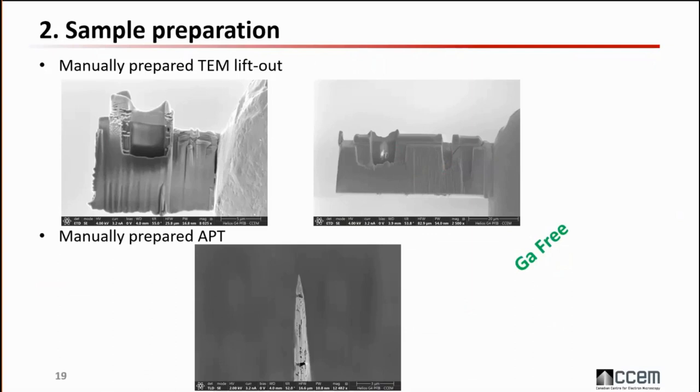It's also well used for the preparation of atom probe samples. If you run some atom probe samples, because of the implantation of the gallium, you might have the problem of your sample breaking in the middle of your acquisition. So in this way, the xenon PFIB is a very good way to prepare gallium free samples.